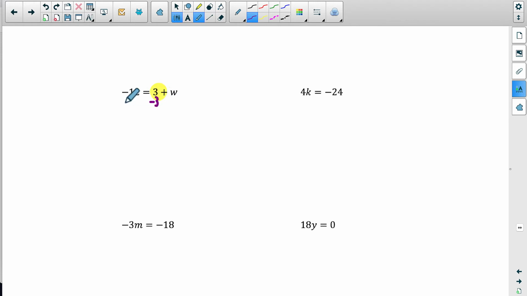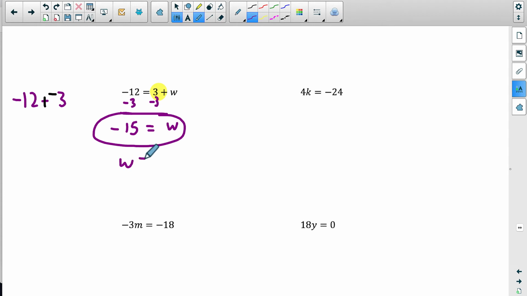What you do to one side, you do to the other. So over on this side, we have our w. These cancel. And over here, negative 12 take away 3. Uh-oh, another hard one. I would prefer to add the opposite. So negative 12 plus negative 3, that's 12 negatives and 3 more negatives. That's a lot of negatives. It's negative 15. I should have mentioned before, I kind of do like always having the letter first, but it doesn't matter. They're both equally as correct.